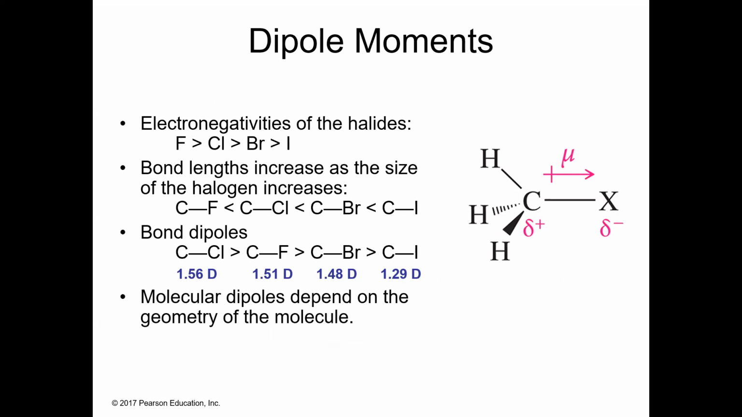Okay, alkyl halides have dipole moments due to the electronegativity of the halogen, and the order of electronegativity decreases as we go down the column. So fluorine is the most electronegative, followed by chlorine, then bromine, then iodine. As we go down the column, the bond length between the carbon and the halogen increases.